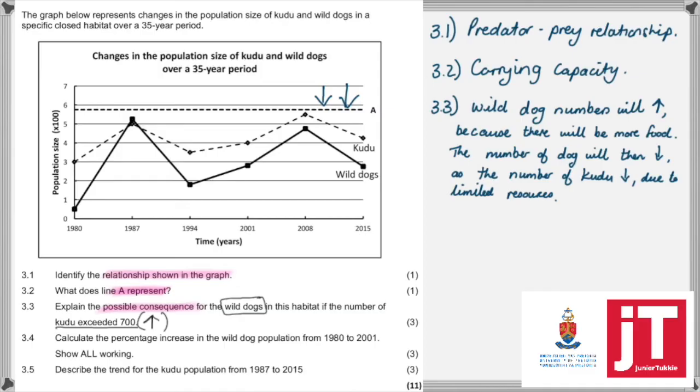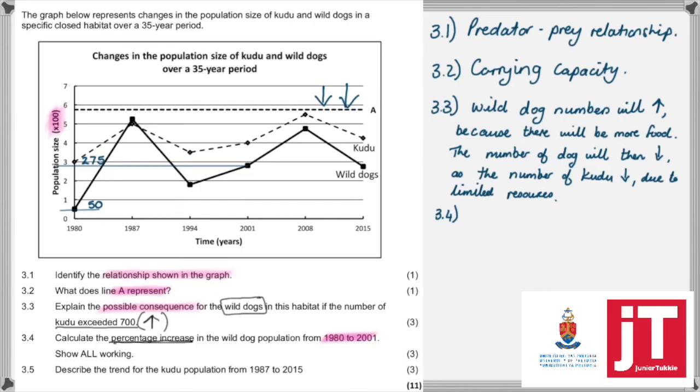If we look at question 3.4, calculate the percentage increase in the wild dog population from 1980 to 2001. Now we're looking at the wild dog population, so it's important not to confuse the two graphs with each other. We need to make sure we're working with the right one. So now we're going to take the two readings. I've made two little blue lines to make sure I can read off the population size on the y-axis. The first one, because of my scale, is 50 and the second is 275 individuals in these populations.